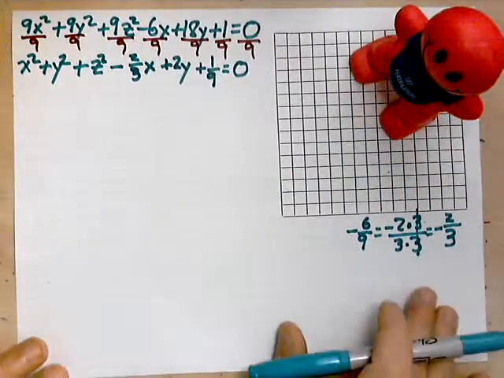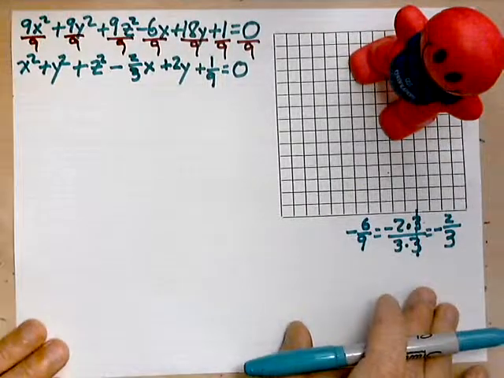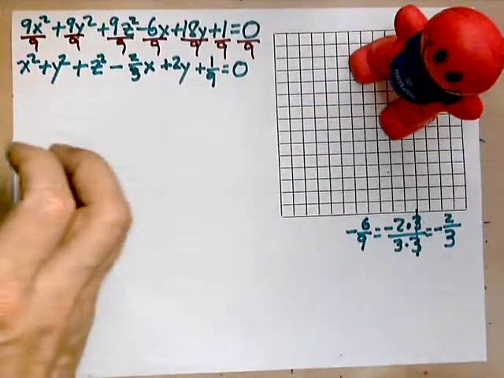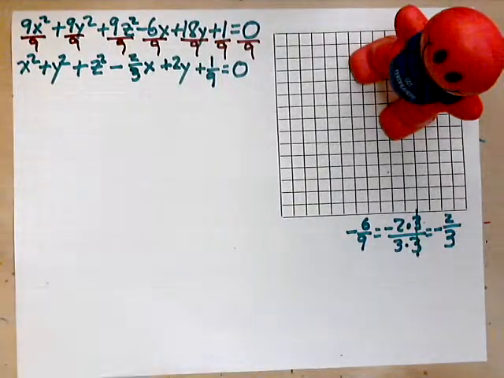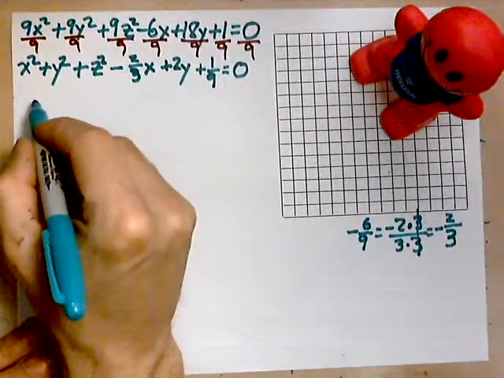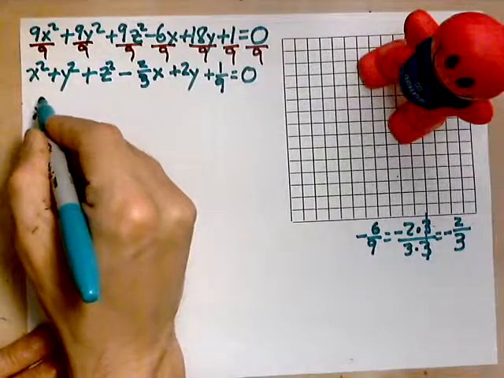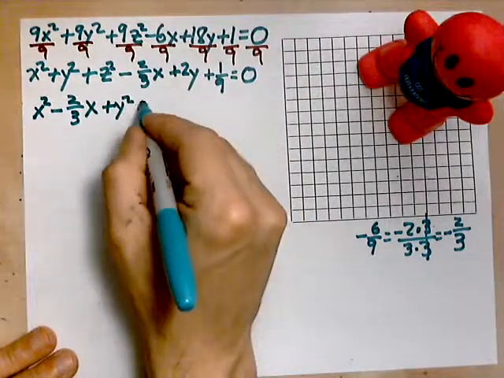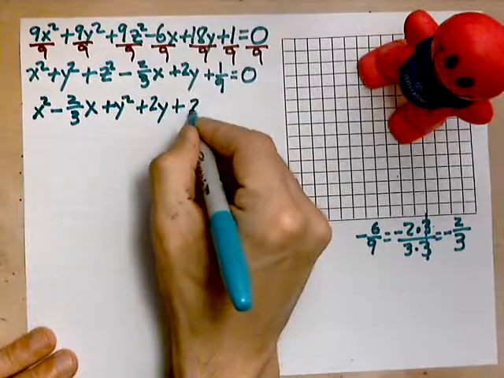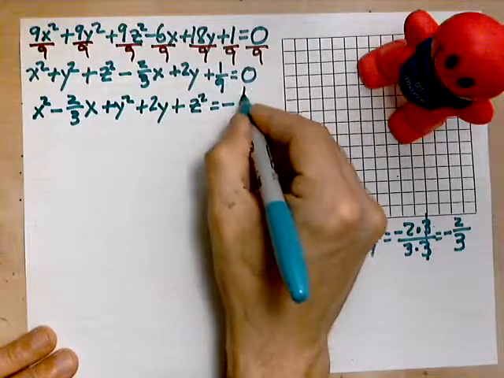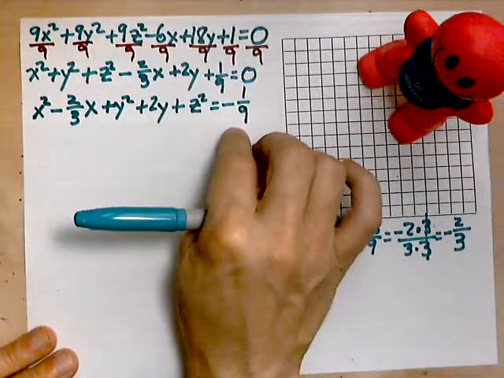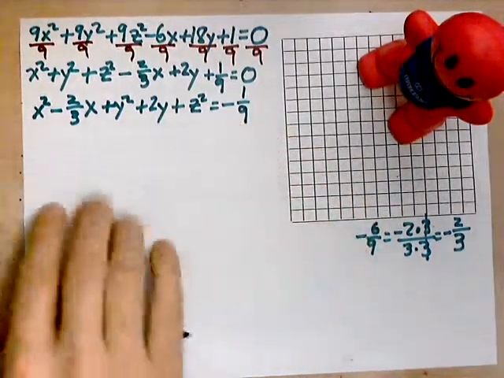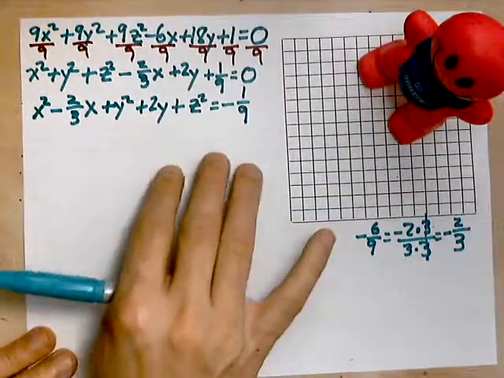Okay, now let's take a look. The next move is to apply the method of completing the square. But before we do that, let's gather the x's and the y's and the z's, and let's move the constant to the right side. So what we'll do is this. Let's write here x squared minus 2/3 x plus y squared plus 2y plus z squared, and all of this equals negative 1/9. This negative 1/9 comes from taking the 1/9 positive and moving it to the right side, so it turns negative. Now we have this set up and we can complete the square on the left side.